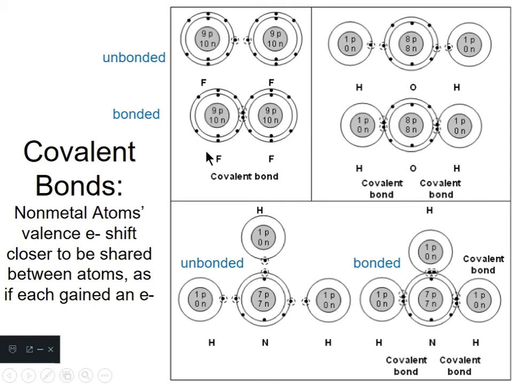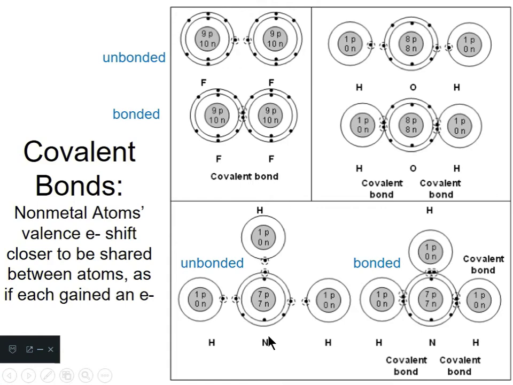Same thing with the fluorine. So I don't have ions here, but I get the same effect. Here I have a more complex one. Here's a nitrogen with 3 hydrogens. Again, each hydrogen can gain 1 by sharing 1, and the nitrogen has 3 unpaired electrons that it can gain. And so I see as they get closer together, I form these covalent bonds.